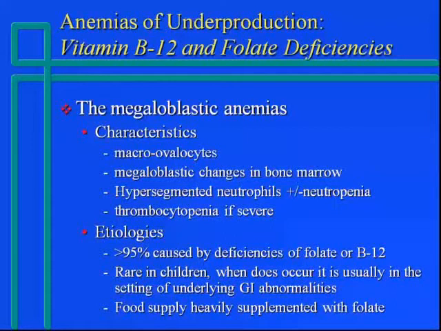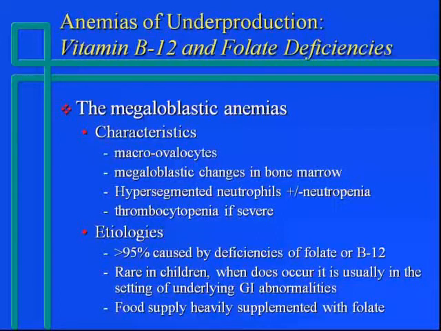We'll move on and we'll talk about the megaloblastic anemias, the vitamin B12 and folate deficiencies. The characteristics of these are that macroovalocytes are seen in the peripheral blood smear. There are megaloblastic changes if a patient has a bone marrow. There may be hypersegmented neutrophils with or without neutropenia, and when this is severe, there can also be thrombocytopenia.